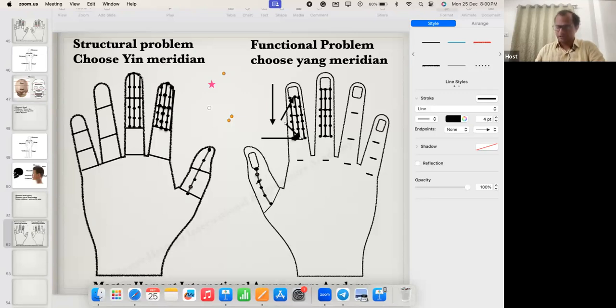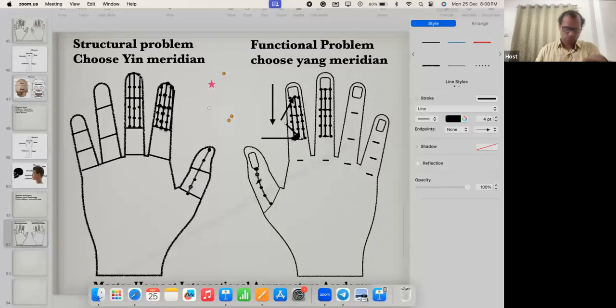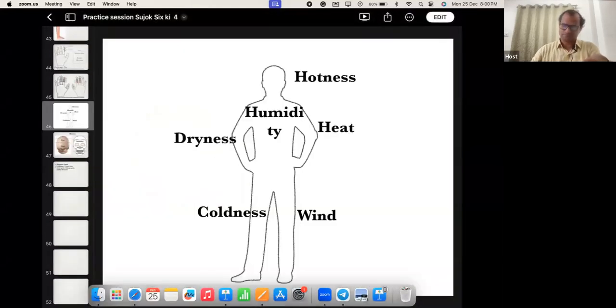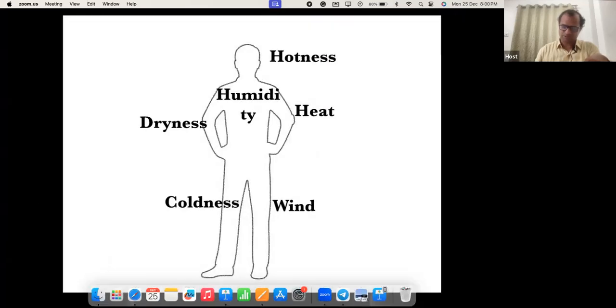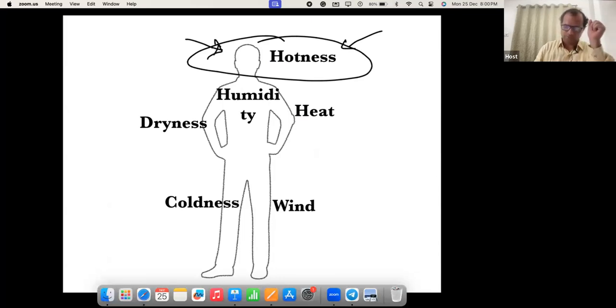So regarding the dull pain in forehead. Okay. So again, first we are choosing the hotness. Step number 1, we are choosing the hotness. Then we have to go to the forehead.